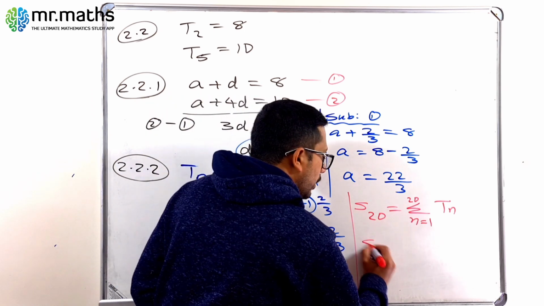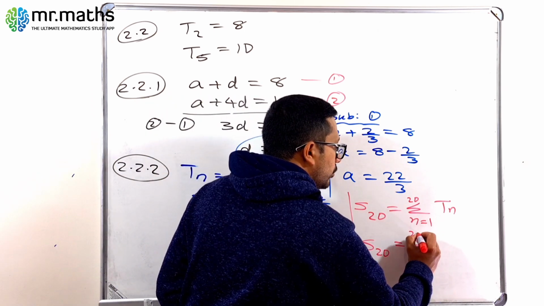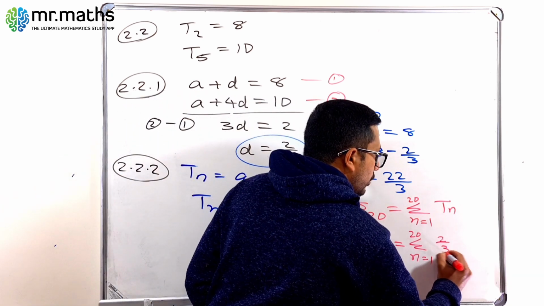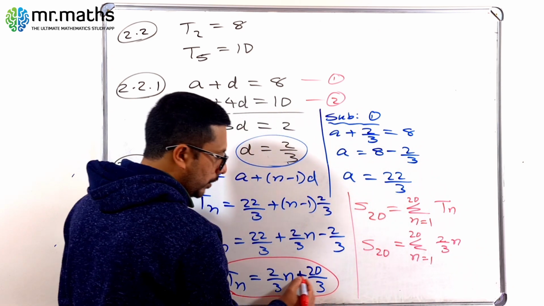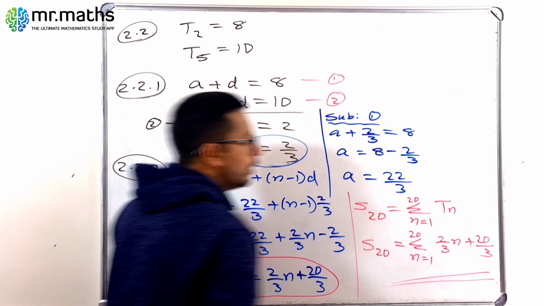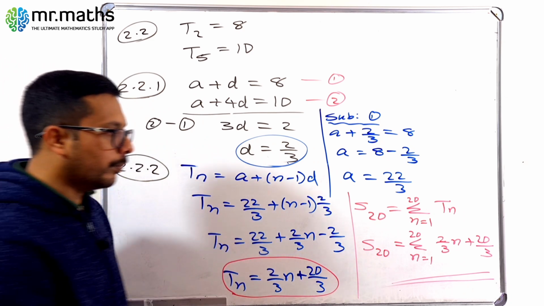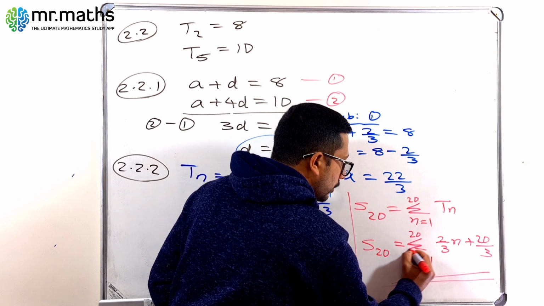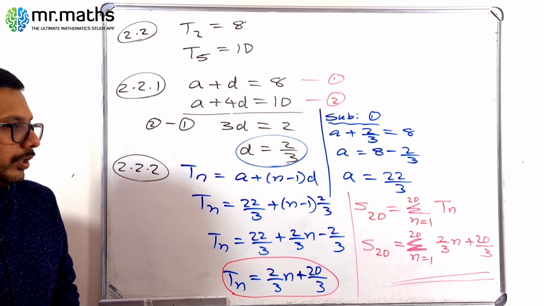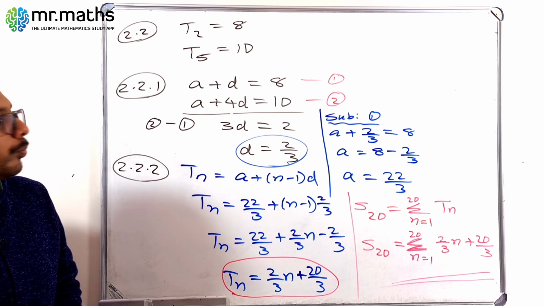So substitute there. S50 is equal to sigma, n is equal to 1 to 50, of 2 over 3 n plus 20 over 3. And that is the expression for the sum of the first 50 terms in sigma notation. This one is sigma notation: sigma n is equal to 1 to 50, 2 over 3 n plus 20 over 3. So that is question number 2.2.